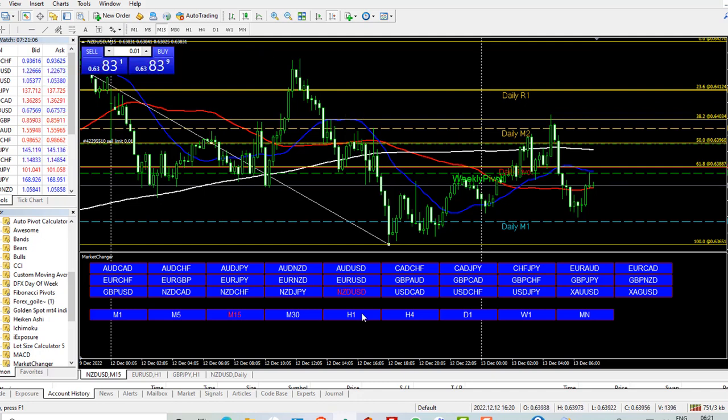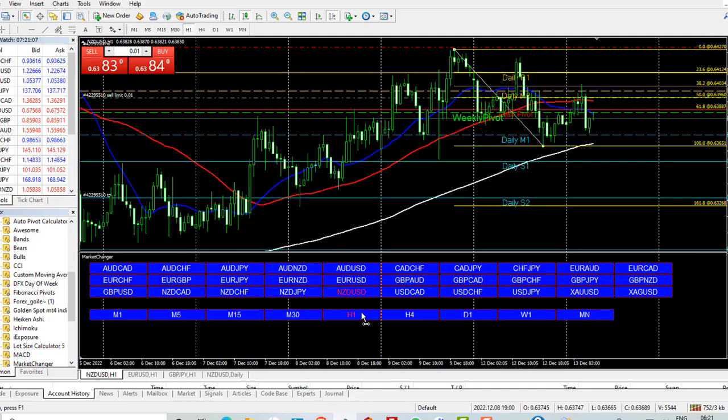Let's check 1 hour so I can see where the targets are. Okay, so this is 0.64270. So apparently my stop loss should now adjust to 0.6432 something. So leave it there.